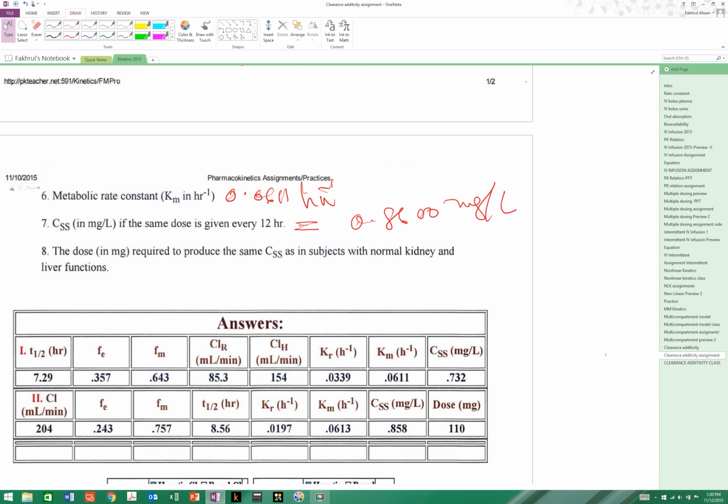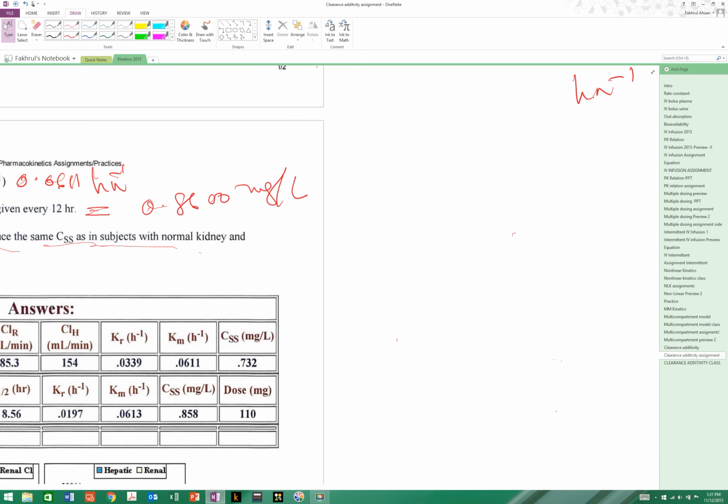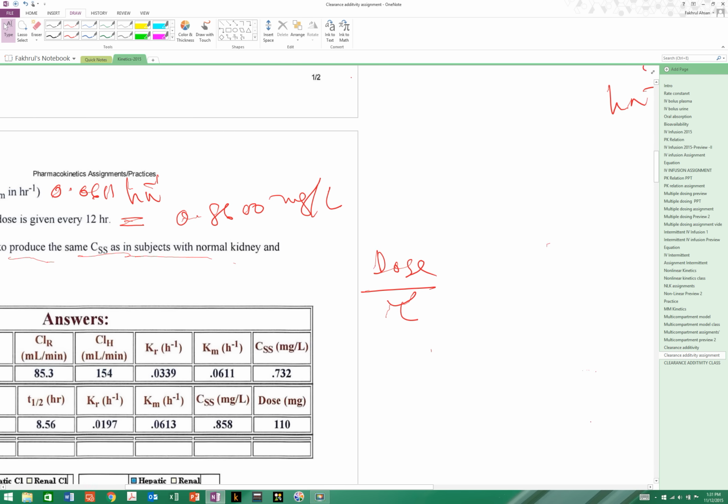Now, what if the dose in milligram is required to produce the same CSS as in subjects with normal kidney function and liver function? So what would be the dose, the dosing rate? First we have to determine the dosing rate. Calculate dose by tau.